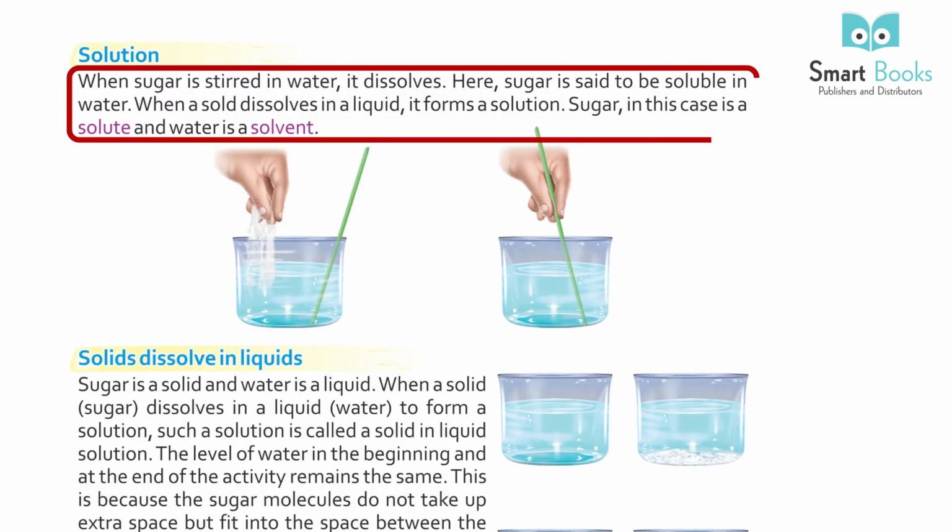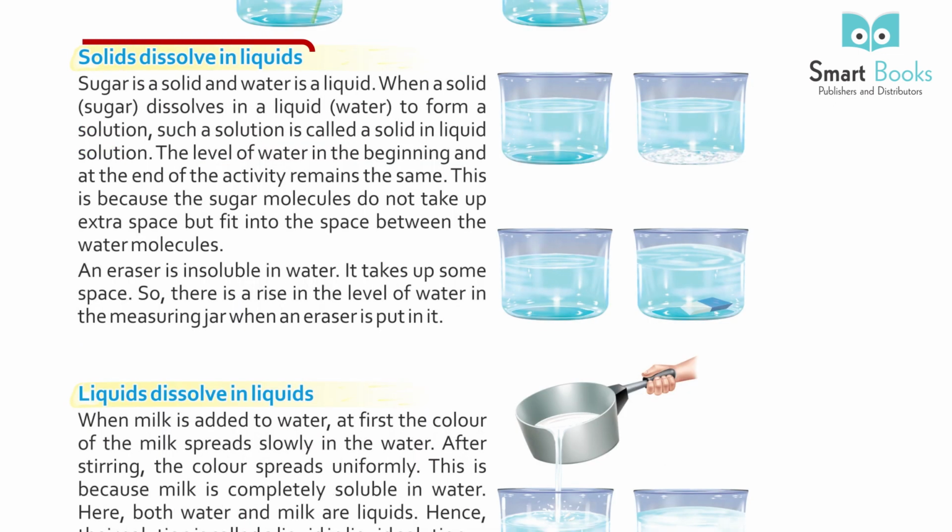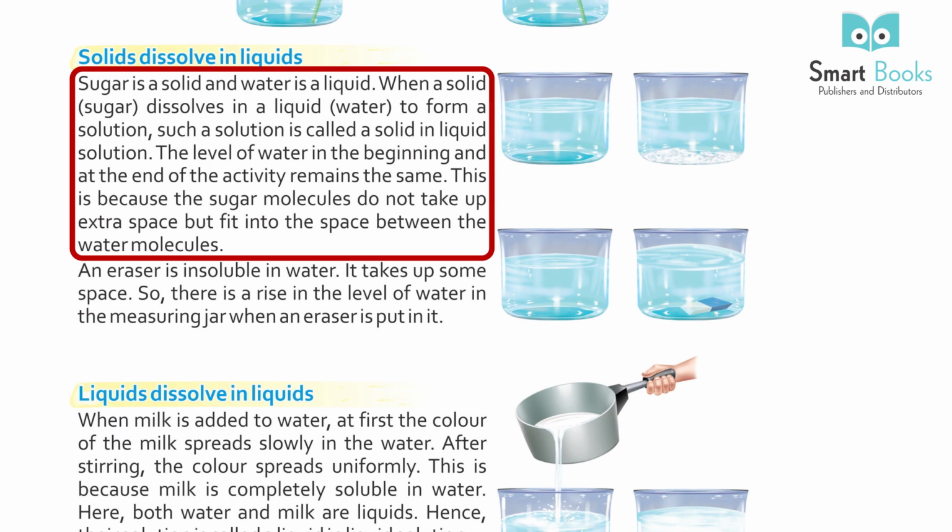Solution. When sugar is stirred in water, it dissolves. Sugar is said to be soluble in water. When a solid dissolves in a liquid, it forms a solution. Sugar in this case is a solute and water is a solvent. Solids dissolve in liquids. Sugar is a solid and water is a liquid. When solid sugar dissolves in liquid water to form a solution, such a solution is called a solid in liquid solution. The level of water in the beginning and the end of the activity remains the same.